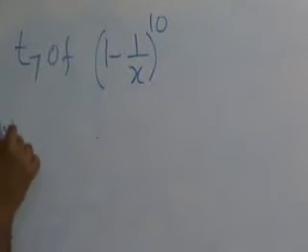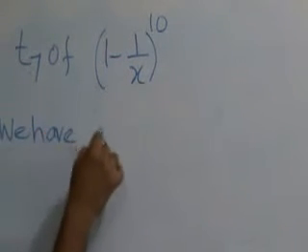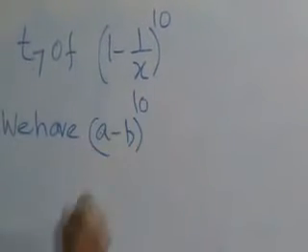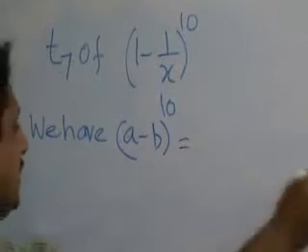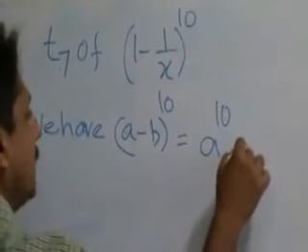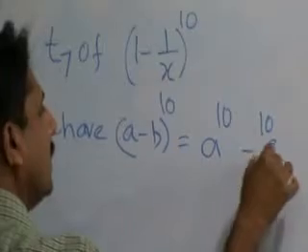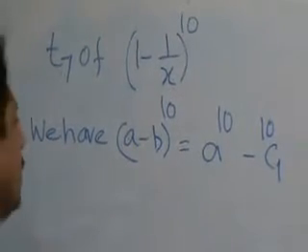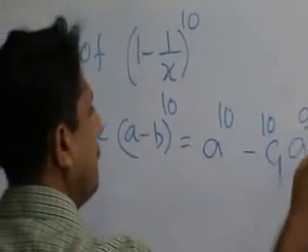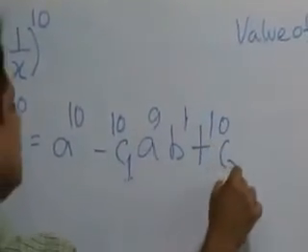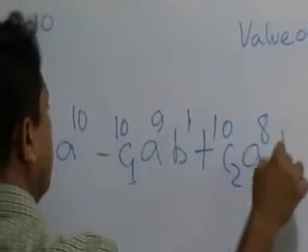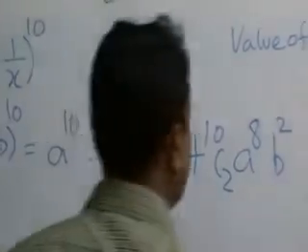So T7 of 1 minus 1 by x to the power 10. What is the best way to start? 1 minus b to the power 10. General to the power n is not needed, 10 is fine. I'll write the first three terms. A to the power 10. Then minus 10, A to the power 9 B to the power 1. So this one and this one match. Then plus 10C2, A to the power 8, B to the power 2. Perfect. And it just keeps happening.